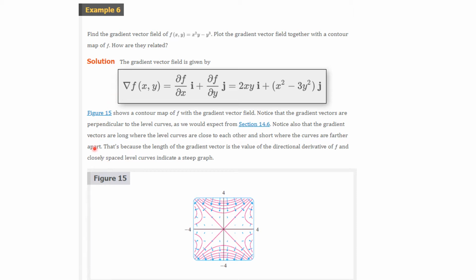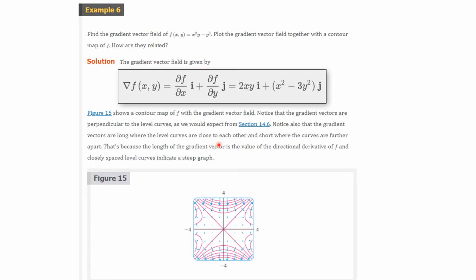All right, so when you calculate the gradient of this f, you should get 2xy in the i direction and x squared minus 3y squared in the j direction. You could use technology, or you could have graphed this yourself. But here is a contour map, and we've overlaid the gradient over it, and so that is the gradient vector field that we have.